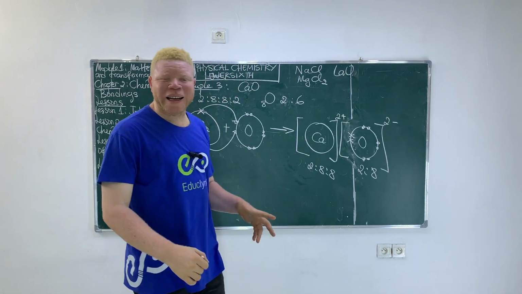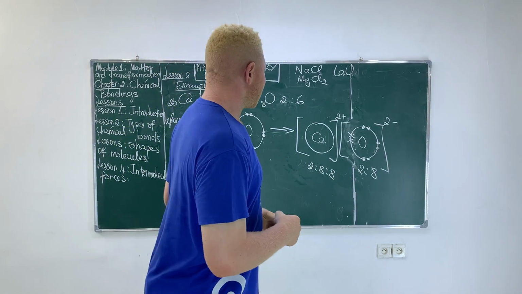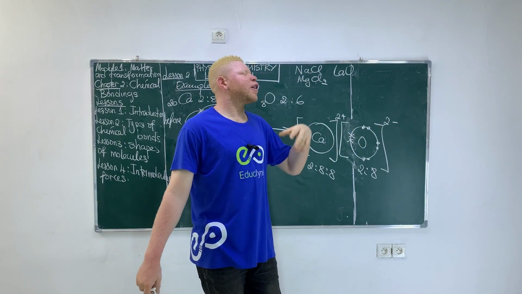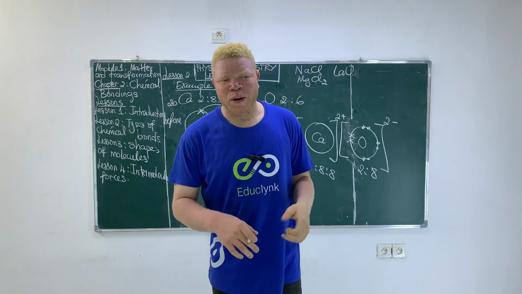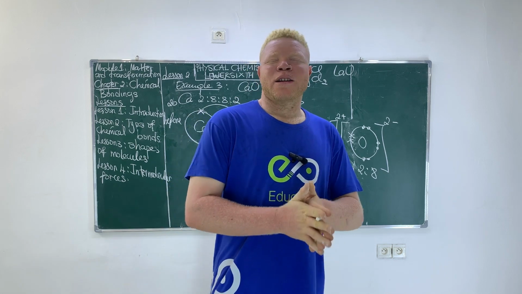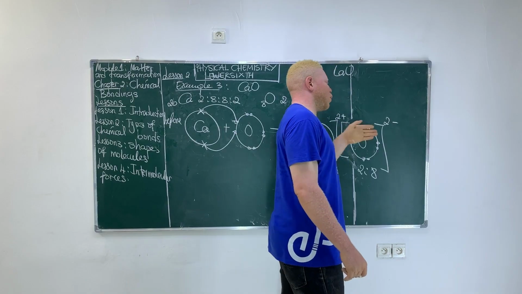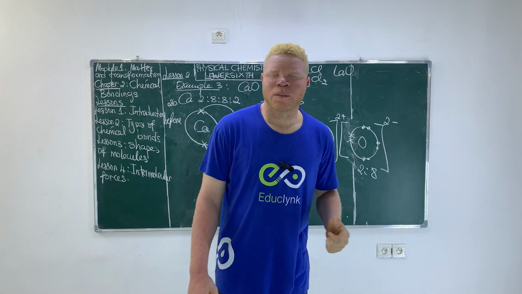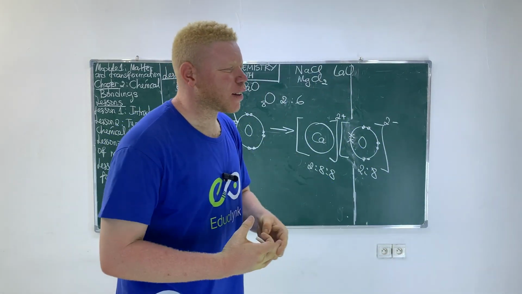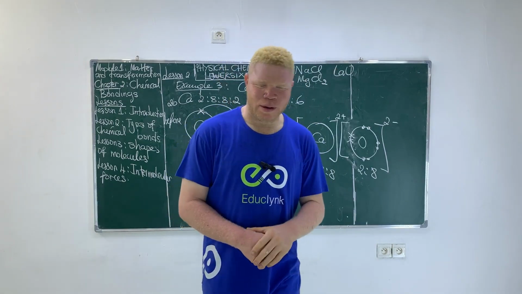What is the similarity between all these compounds we have done? At the end of the day, the metal is positively charged and the non-metal is negatively charged, be it 1 minus or 2 minus. But the most important is that there is an electrostatic force, that means a force of attraction between the negatively charged non-metal and the positively charged metal. Then what are the consequences of compounds having ionic bonding? That is what we are going to see right now.